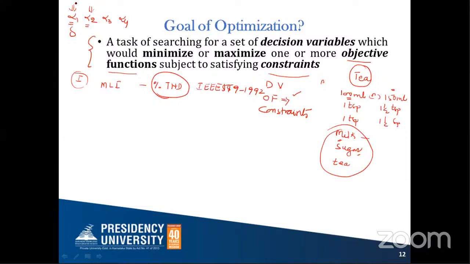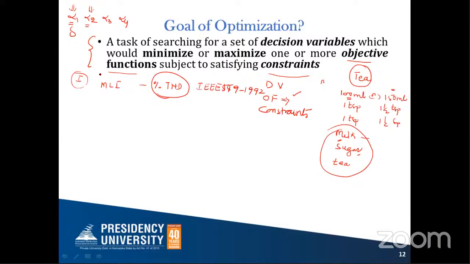But here the constraints are 0 to 90 degrees. Here the constraint of alpha 1 is 0 to 90 degrees. Constraint of alpha 2 is 0 to 90 degrees. Constraint of alpha 3 is 0 to 90 degrees. Alpha 4, 0 to 90 degrees. But alpha 1 should be less than alpha 2, less than alpha 3, less than alpha 4. So this is how it can be formulated.